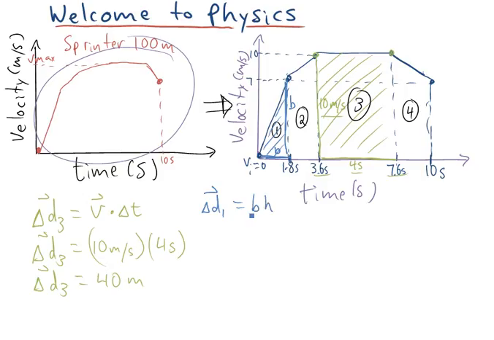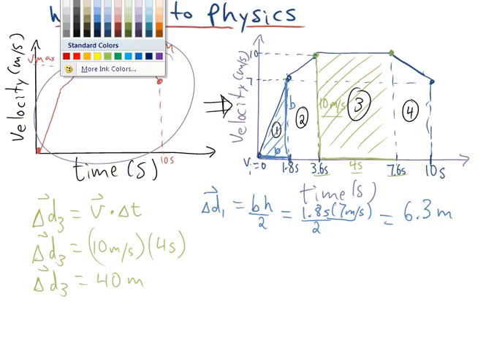Base times height divided by 2, which is equal to 1.8 seconds divided by 2, multiplied by the base, which is actually the height, 7 meters per second. So I have 1.8 times 7, and I need a calculator to do that really quickly. 1.8 times 7 is 12.6, divided by 2 is 6.3 meters. So he covers 6.3 meters in this first 1.8 seconds.